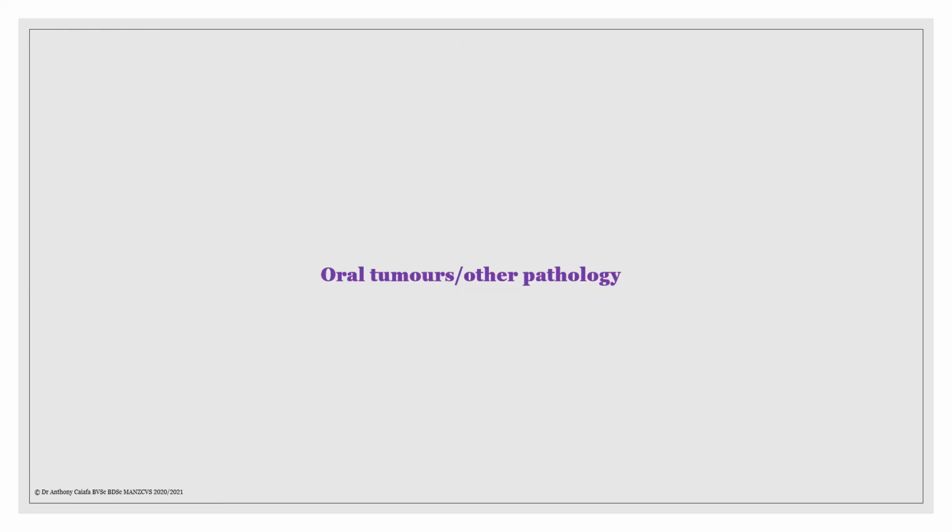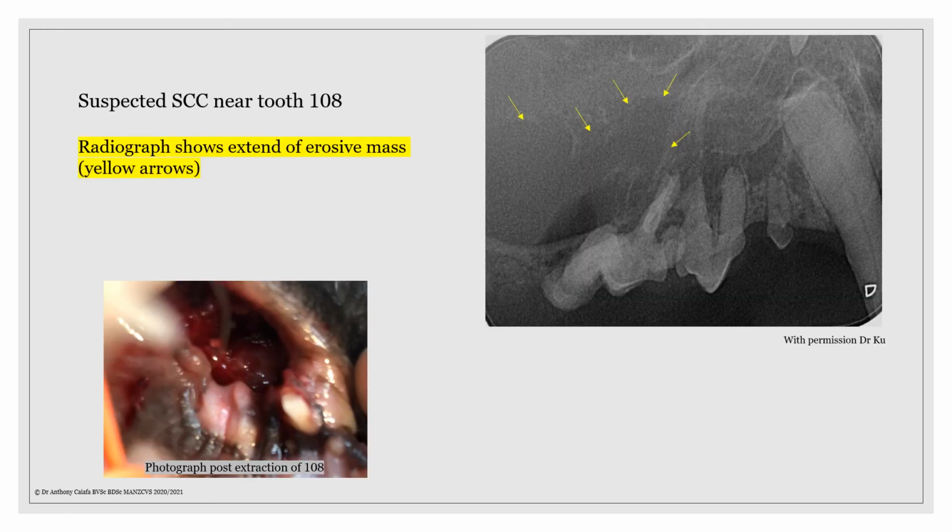Now I'd like to spend a few slides on oral tumors, other pathology, other anomalies that we may see in the oral cavities of cats. Here we have a cat with a suspected squamous cell carcinoma involving tooth 108. You can see the radiograph of that area.